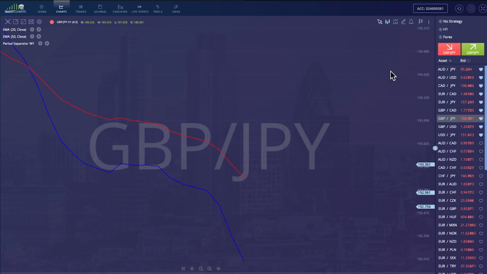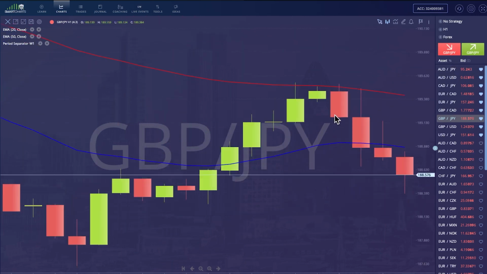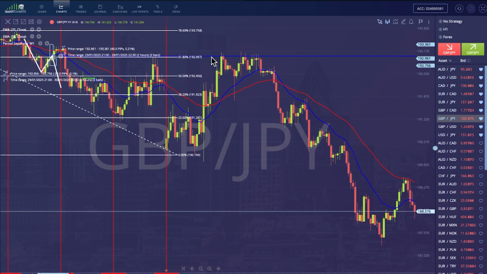So as I drop down to the 1 hour first, I start with the 1 hour just to get an idea. Look, you can see the market really resisted off that 61.8. So then I drop to the 30 minutes.